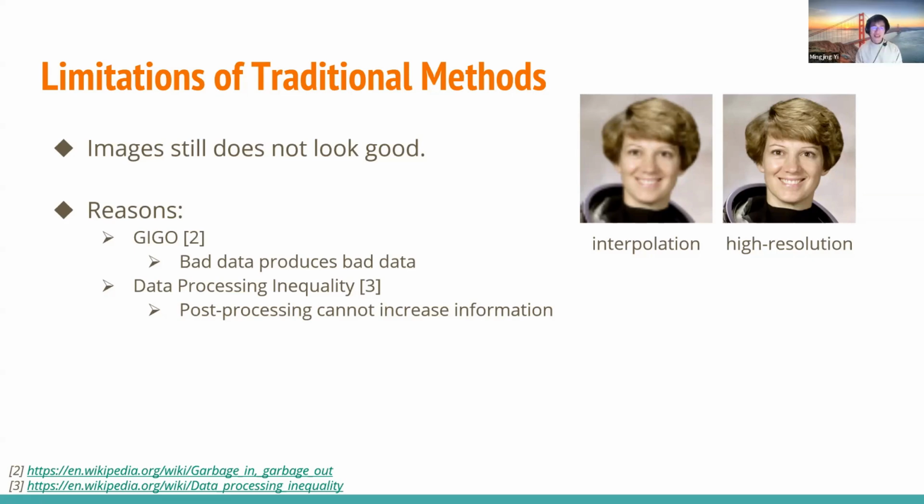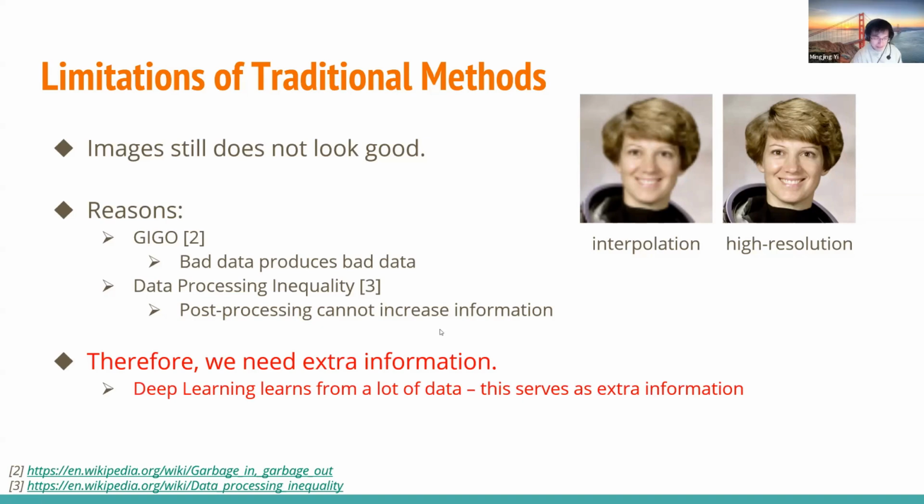The second reason is the data processing inequality. The idea is that post-processing cannot increase information, because in interpolation we only use the neighboring pixels as the information source. So there is no external or extra information for it. The total information stays the same, so we cannot increase it any more.